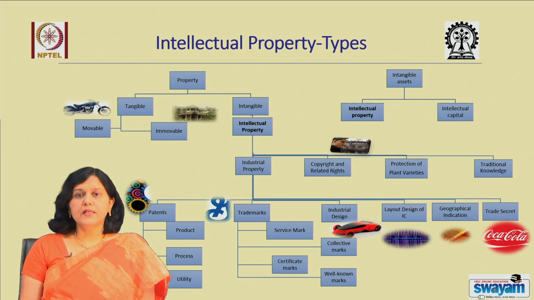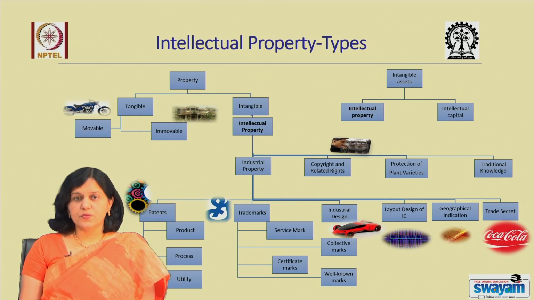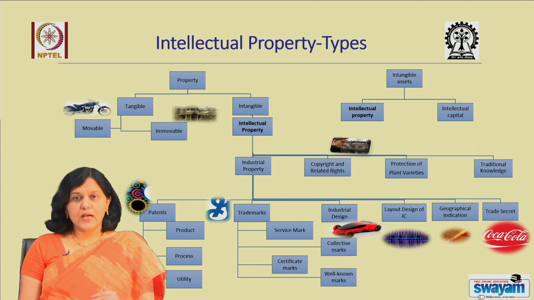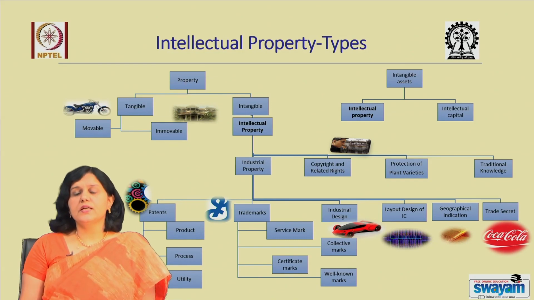The next type is traditional knowledge. It is again a very important area. India is very rich in traditional knowledge, knowledge which is transferred from one generation to another, again a very vast subject. So, these are the various types of IP. There are 8 types of IP. With reference to traditional knowledge, some research scholars consider it a separate domain, some consider it under IP.